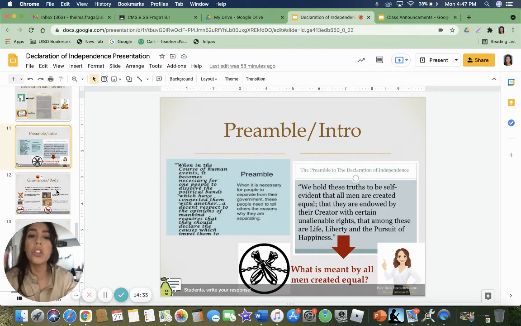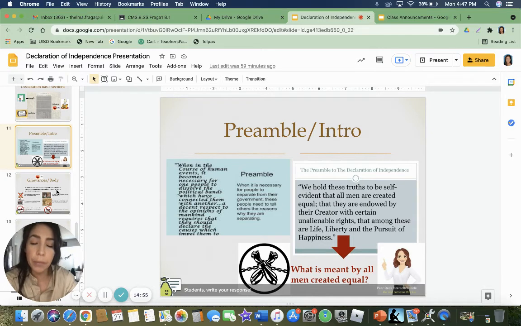Again, the preamble starts out with, when in the course of human events, it becomes necessary for one people to dissolve their political bands. They're basically telling the king, look, throughout history, people are going to have to break up. And it's necessary to break up with one country because of the following reasons.